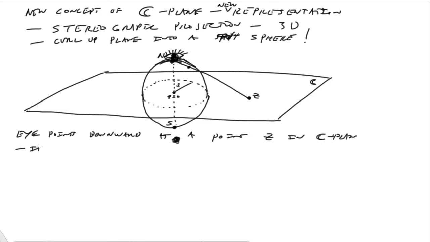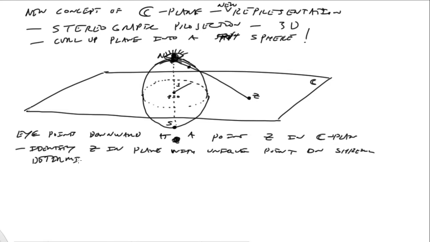So we're going to identify Z in the plane with a unique point, a unique point on the sphere determined by the direction of sight of this eye that I've drawn up there. All right, so these 2 points are now connected, these 2 points are now identified.